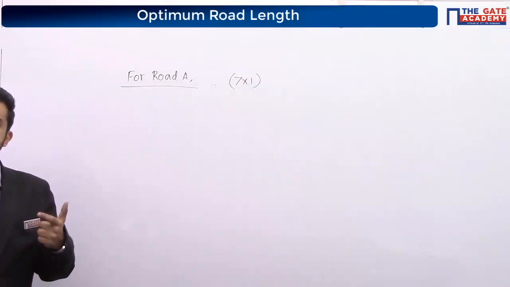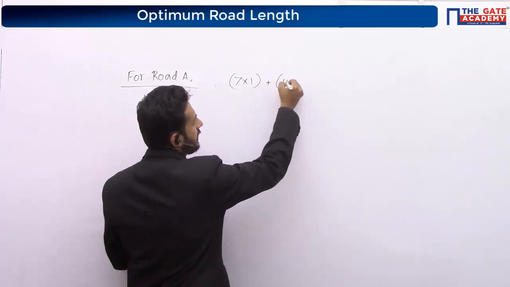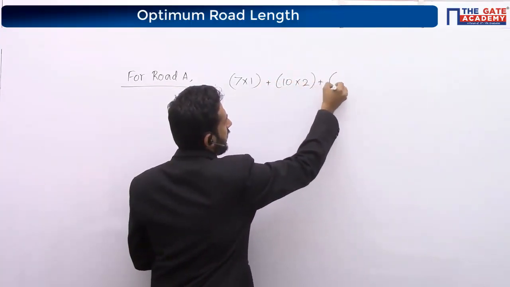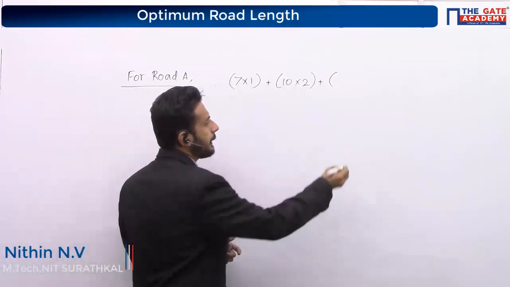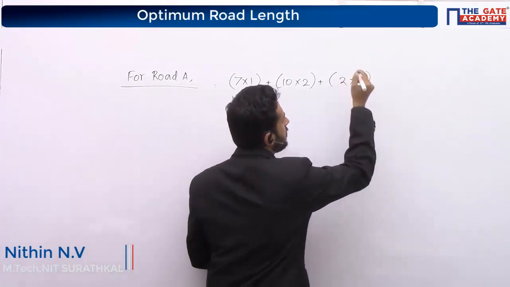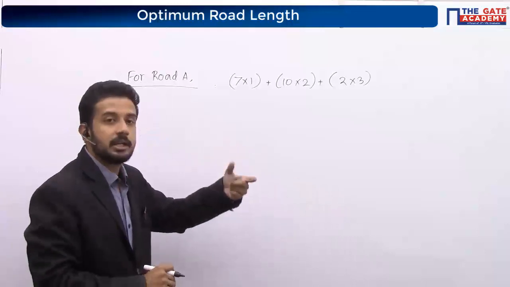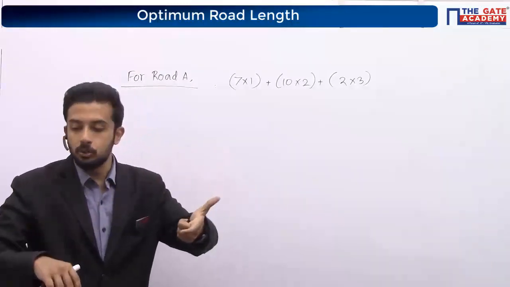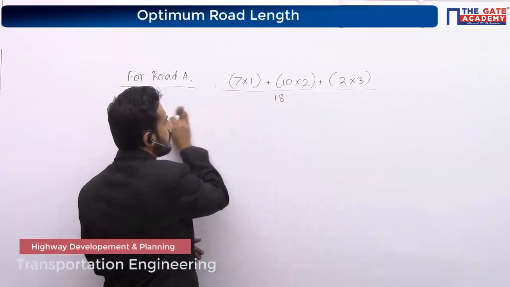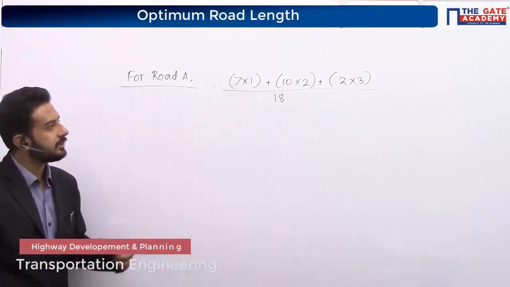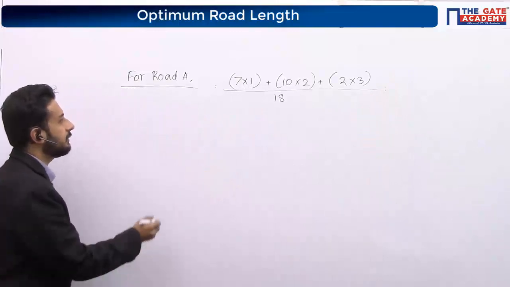Then it is serving 10 villages whose weightage is 2, so plus 10 into 2. And it is serving 2 villages with more than 2000; they told us to take the weightage as 3. So this is the maximum utility. But we need the utility, or the service, per unit length. What is the length? Divided by 18. If you take this ratio, you will get the service per unit length. That you can calculate.